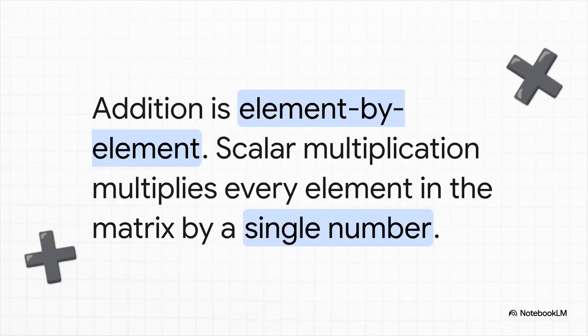The basic arithmetic is pretty much what you'd expect. To add two matrices, they've got to be the exact same size, and then you just add the numbers in the matching spots. For scalar multiplication, you just take one single number, we call that a scalar, and you multiply every single element inside the matrix by it.